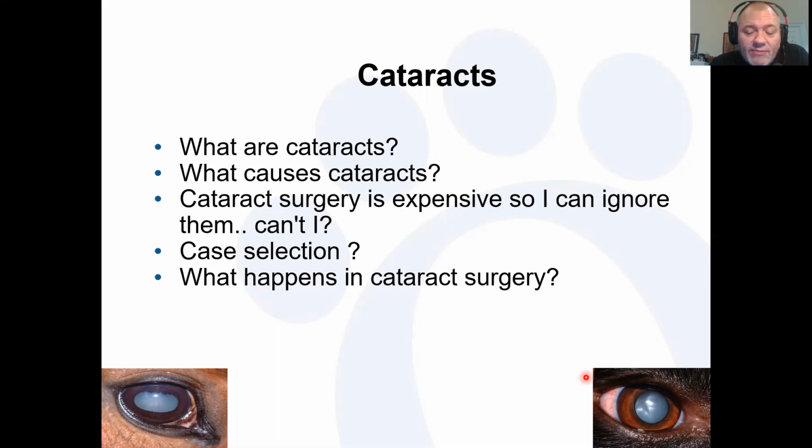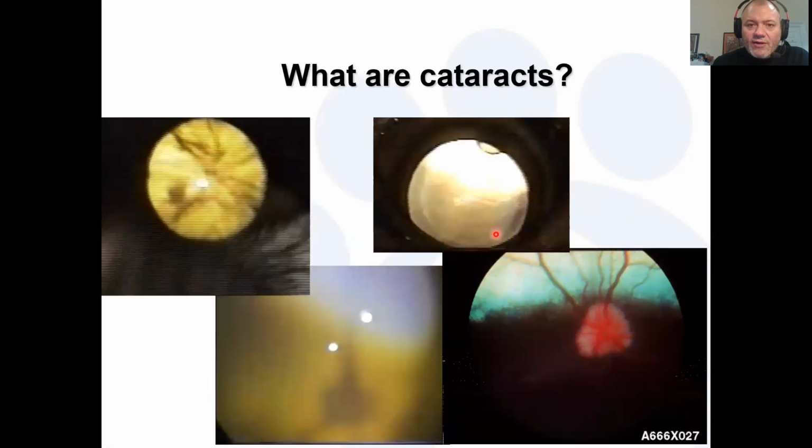That also leads to some problems for clinicians as to what we do when our patients can't afford referral for cataract surgery. So we can talk a bit about what to do if we can't do surgery. What are the implications if we don't do cataract surgery? We'll talk about case selection, and then we're going to run through what happens in cataract surgery itself.